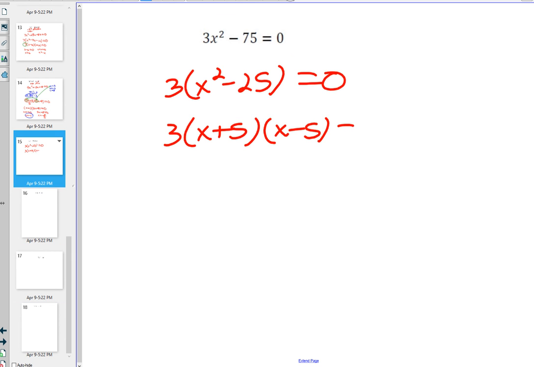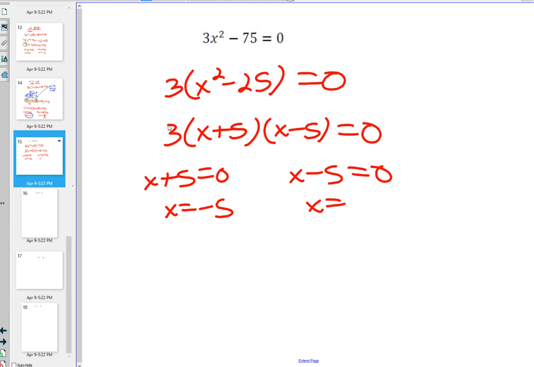Those are your conjugates. There are 3 factors, but the only ones that have a variable are the x plus 5 and the x minus 5. So those are the ones that get made equal to 0. X can be negative 5, x can be positive 5. Those would be the ones that you go check. And on this one, I'm pretty sure both of them would be there.